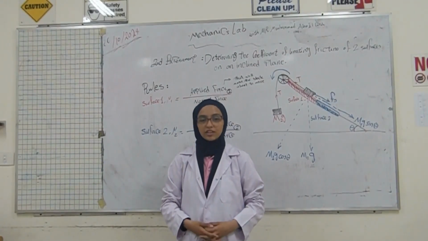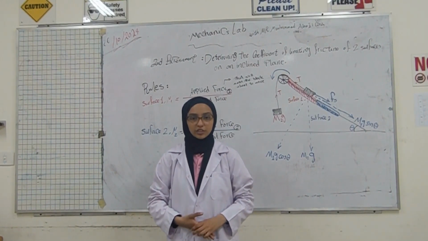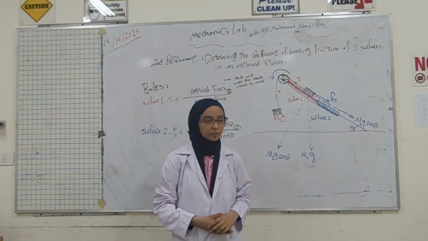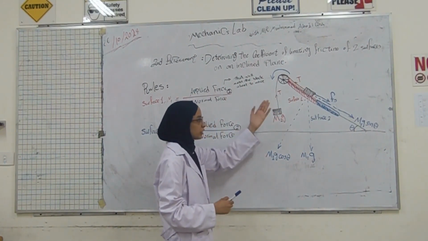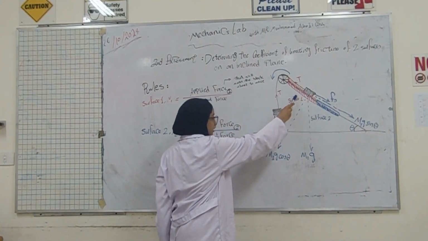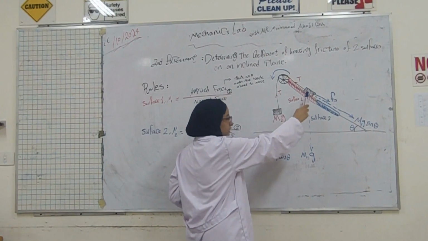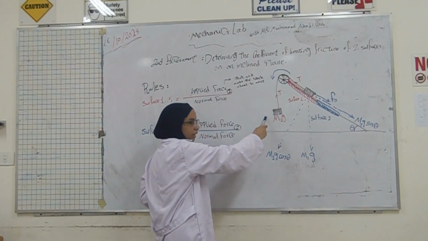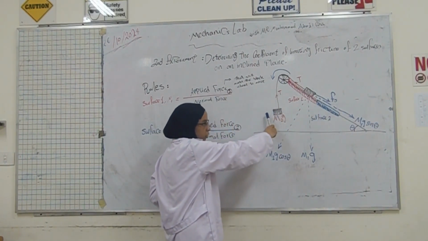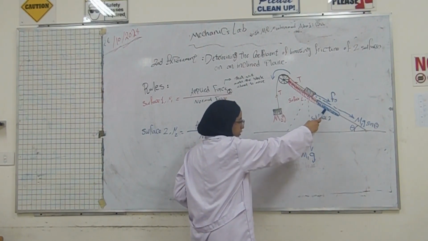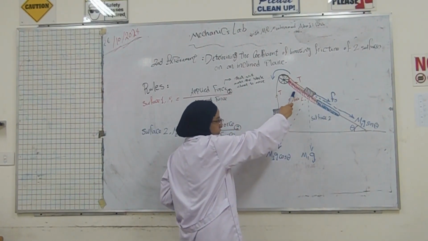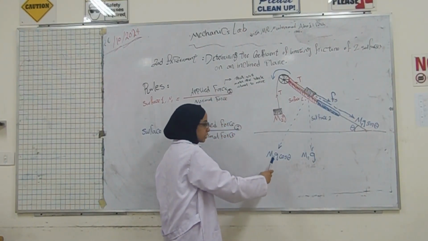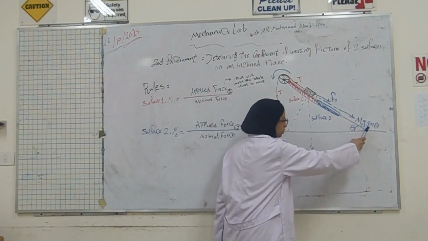I will introduce the second experiment, which is determining the coefficient of limiting friction of two different surfaces on an inclined plane. This is our plane with two different surfaces, blue surface and red surface. This block will be made to move from surface 2 to surface 1 under the action of applied forces. Each applied force will make this block move on surface 2 and surface 1. We will resolve this weight into two perpendicular components, m1g cosine theta and m1g sine theta.